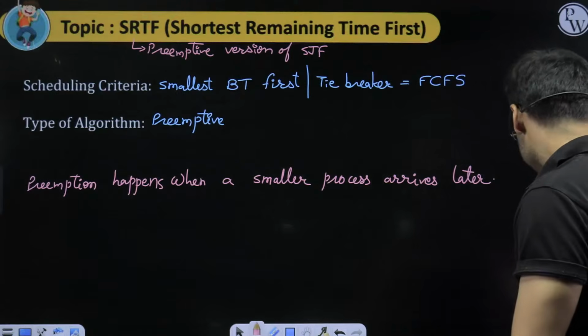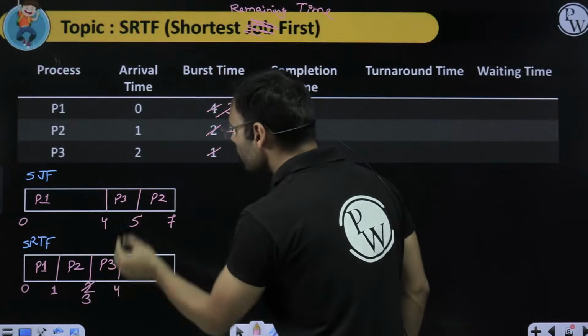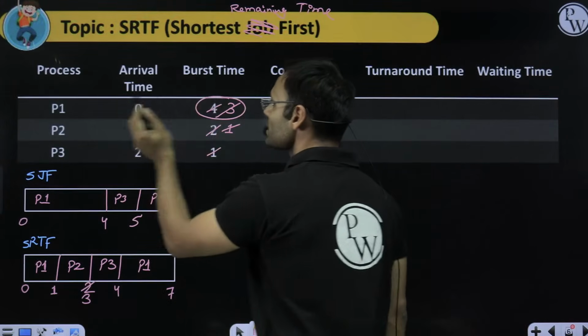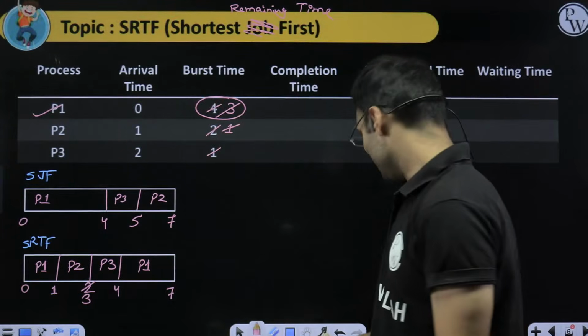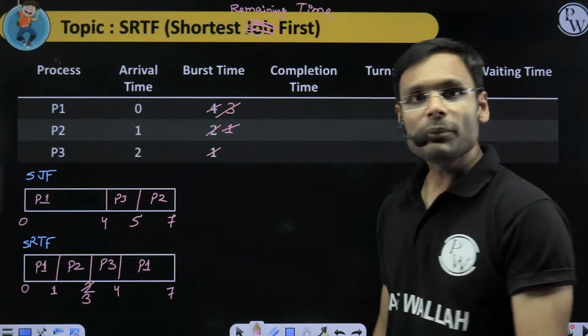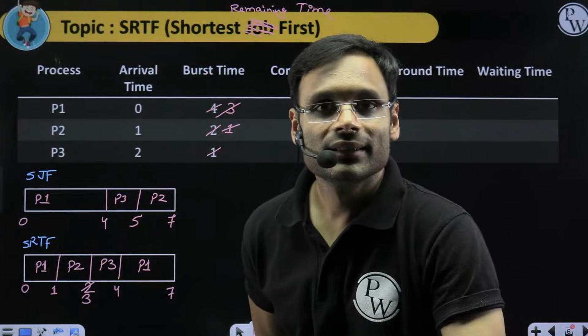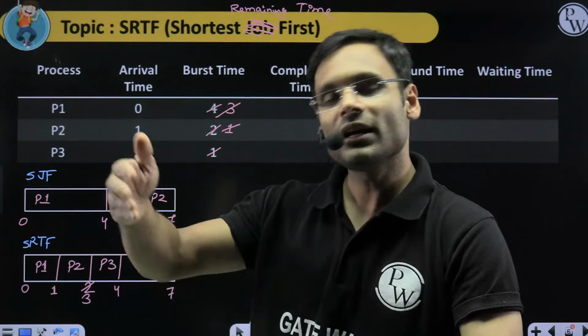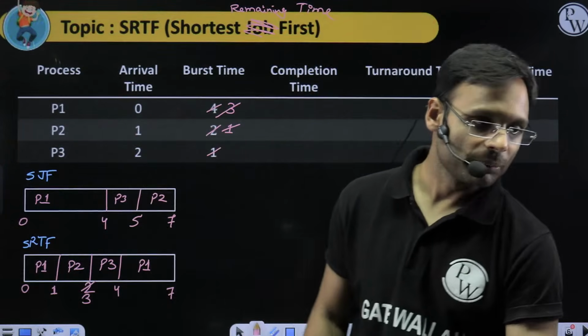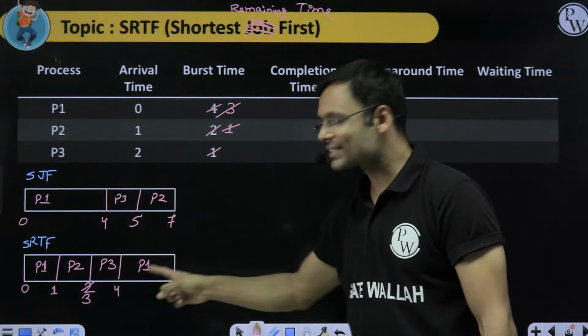But at this point of time at 4, I was having only one process remaining, P1, and that was the only process. Is there any arriving process after that? No. So we will continue P1. P1 will not be preempted. Are you guys done with this?